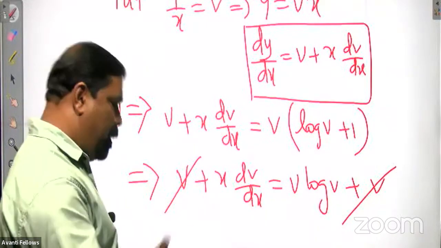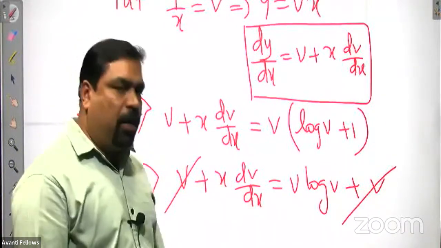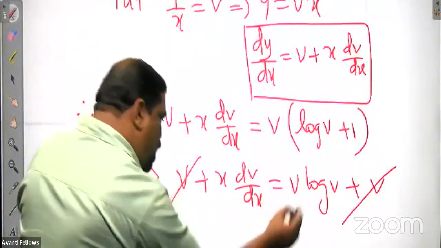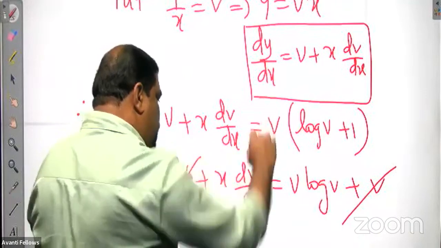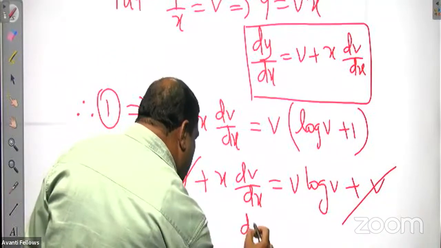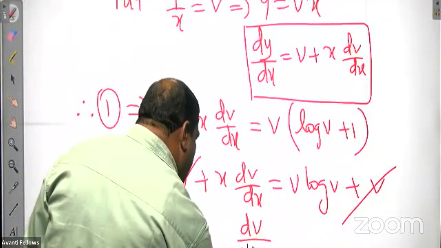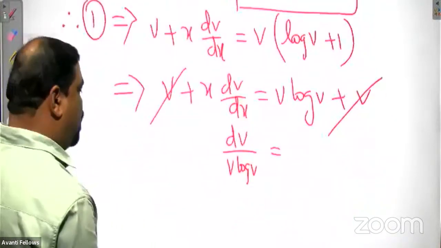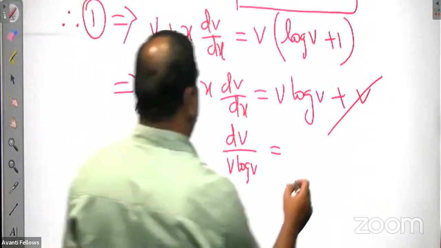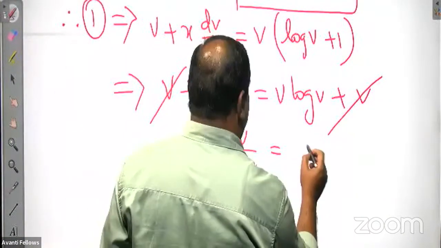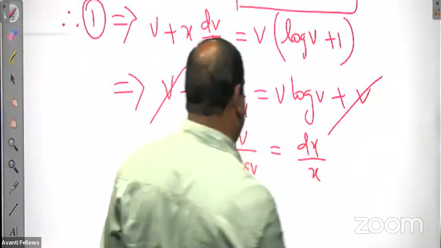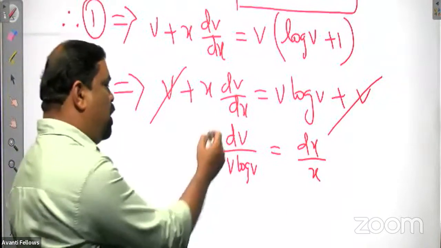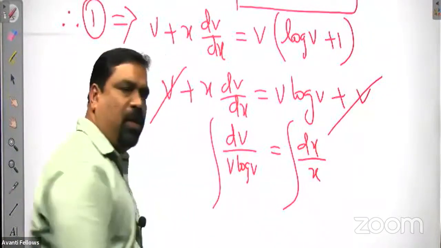So that can be easily separated. Now it is in the variable separable form actually. What to do? Take all the v here and dx by x on the other side. That means dv divided by v into log v is equal to dx by x. So easily integrating, you will get the solution.